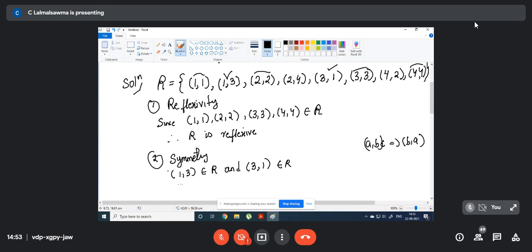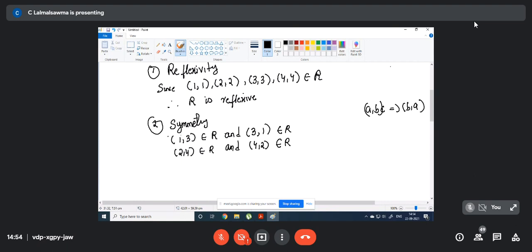And for 2 4, 2 4 belongs to R, and 4 2 belongs to R. So now if we reverse all the terms, they will still belong to R. Therefore, it is symmetric. Therefore, R is symmetric.